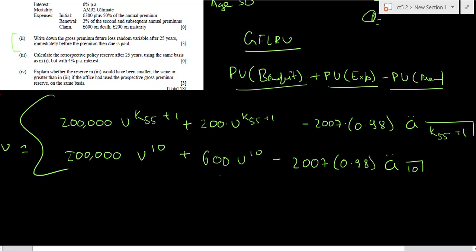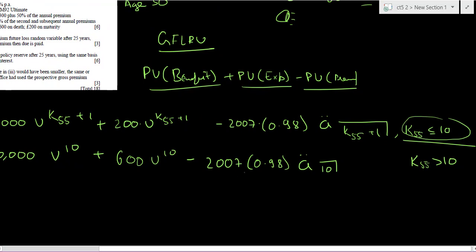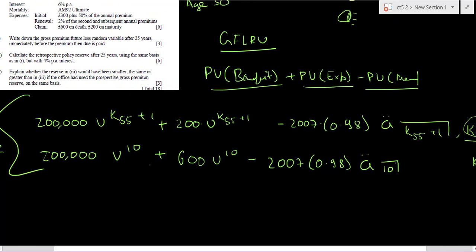In case of maturity, the amount of expense is 600, so 600 into v to the power of 10, again it is discounted in a similar way. 2007 is your premium, 0.98, because I need to reduce it to allow for the expenses, and this is multiplied with a due 10, because there would be exactly 10 premiums payable in advance. So that is your expression for the gross future loss random variable.